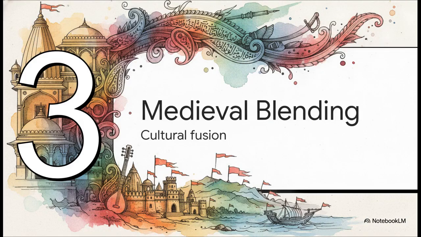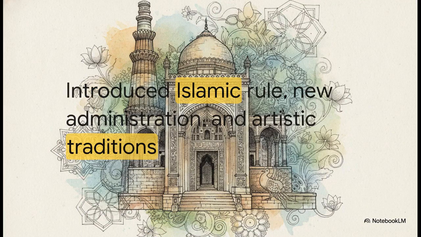Part 3. Medieval Cultural Blending, a time of cultural fusion. Starting in the 13th century, the Delhi Sultanate established Islamic rule over large parts of northern India.